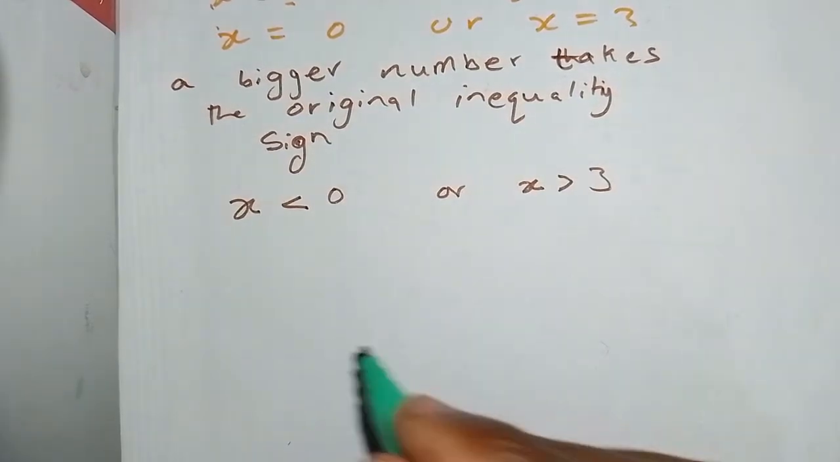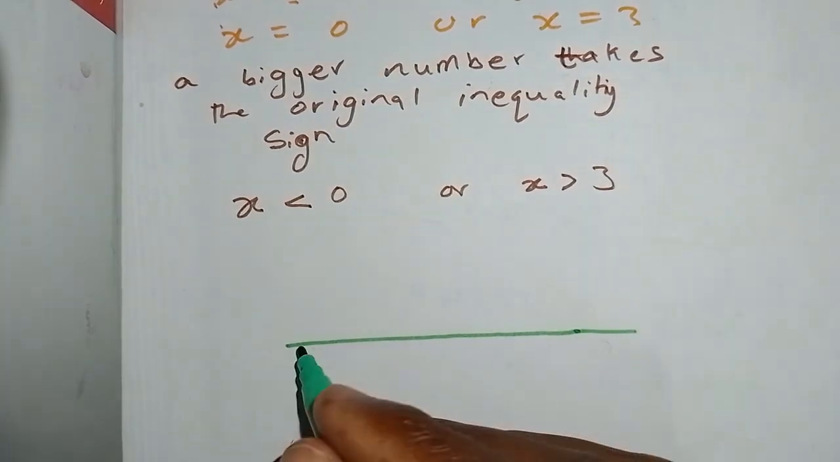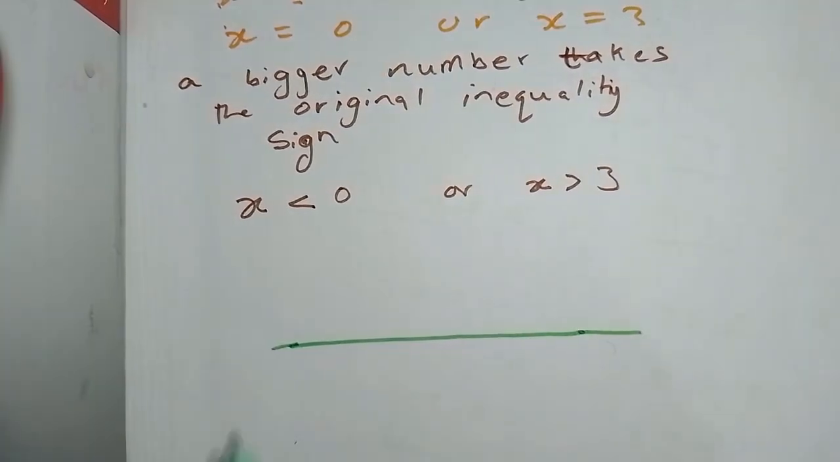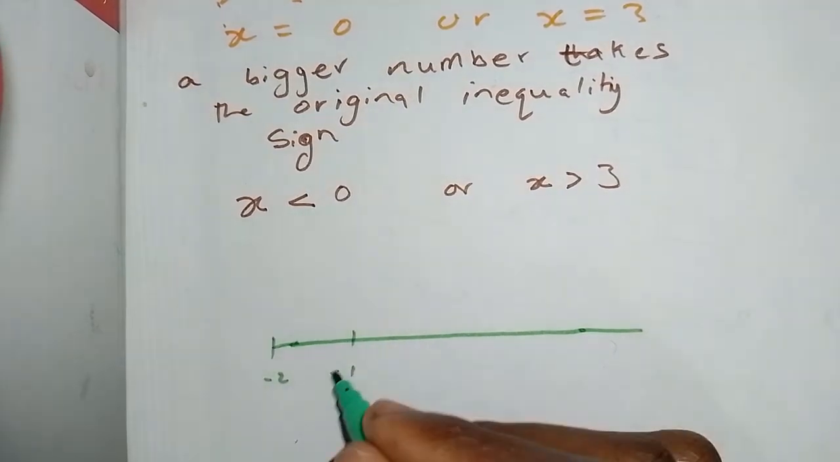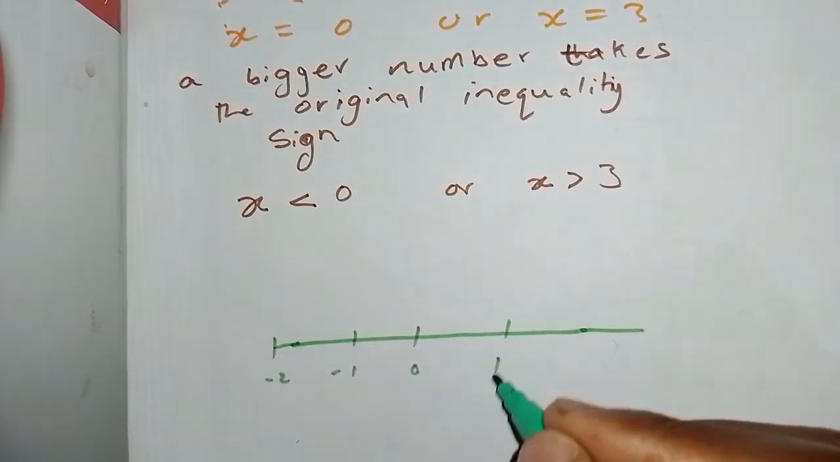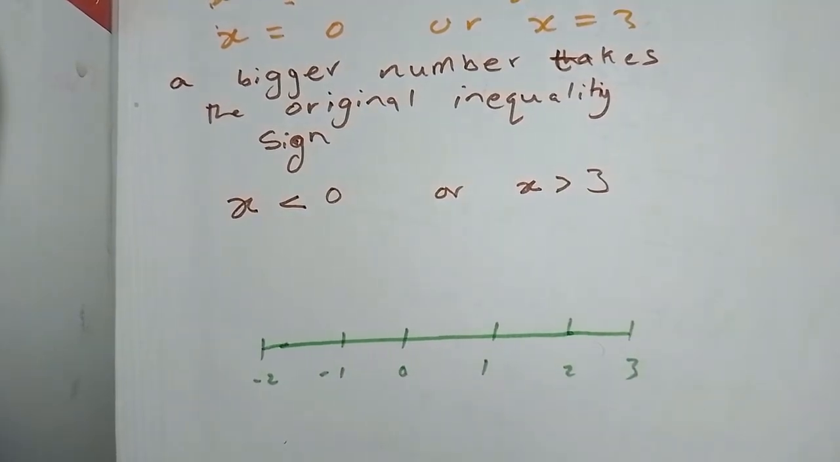I'm gonna have this. Okay, this is my number line. Let me just take from -2, -1, 0, 1, 2, and 3. Make sure your number line is up to scale.